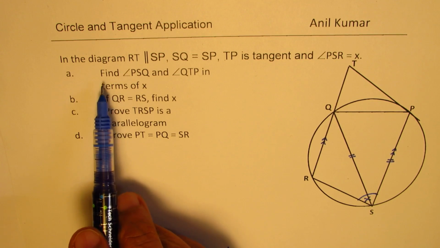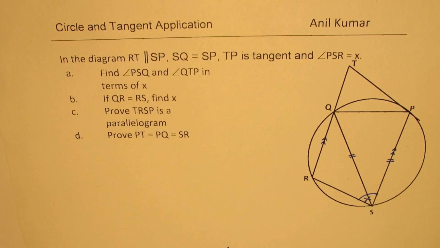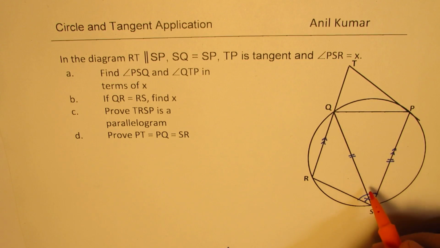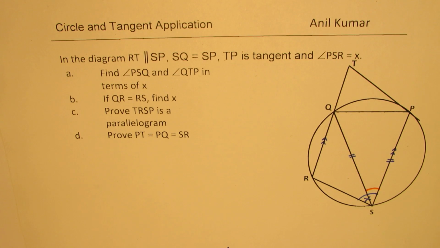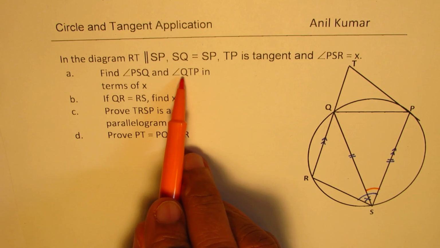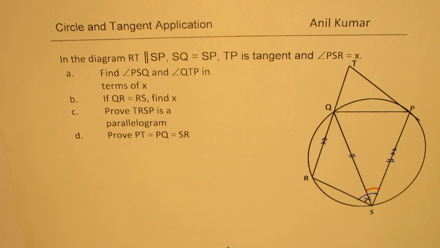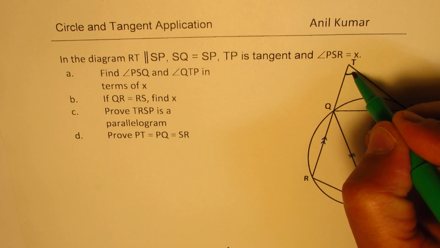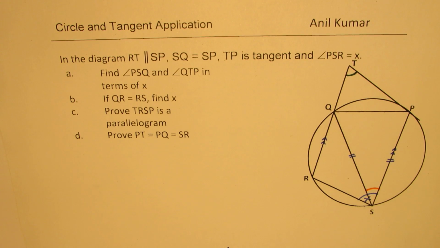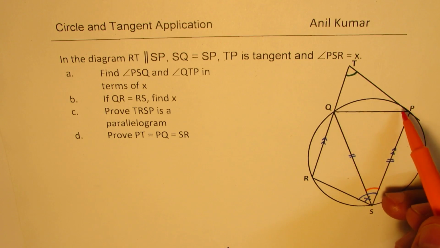Now, find the angle PSQ. So PSQ is this angle which we need to find. So that is the first thing which we have to do. And also we need to find the angle QTP. The other angle which we need to find is QTP. So these are the two angles which we need to find. Okay. So let's begin from here.